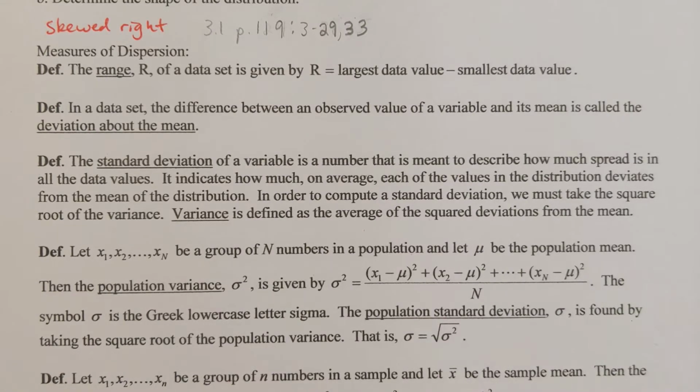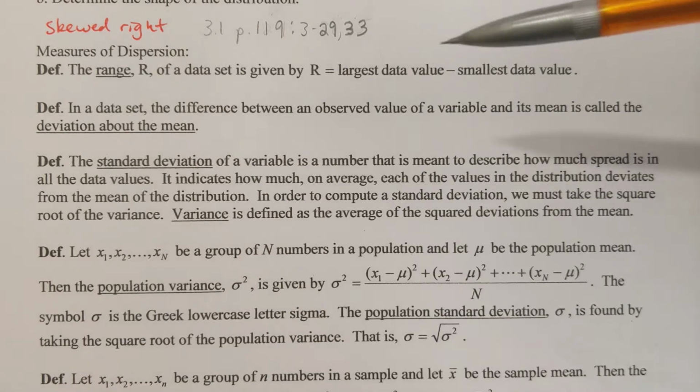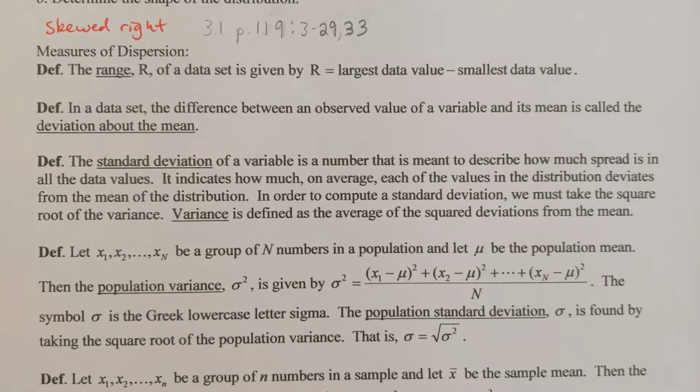All right, I'm going to begin section 3.2 now, which is called measures of dispersion. That's really just kind of fancy words for a few things that we'll be talking about. So the first thing is range of a data set. The range is very simple to find. All you do is take the largest value minus the smallest value.